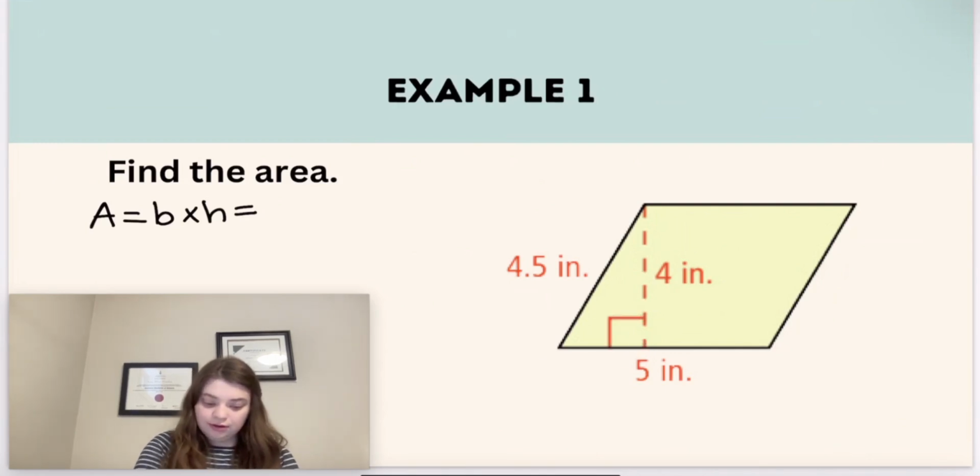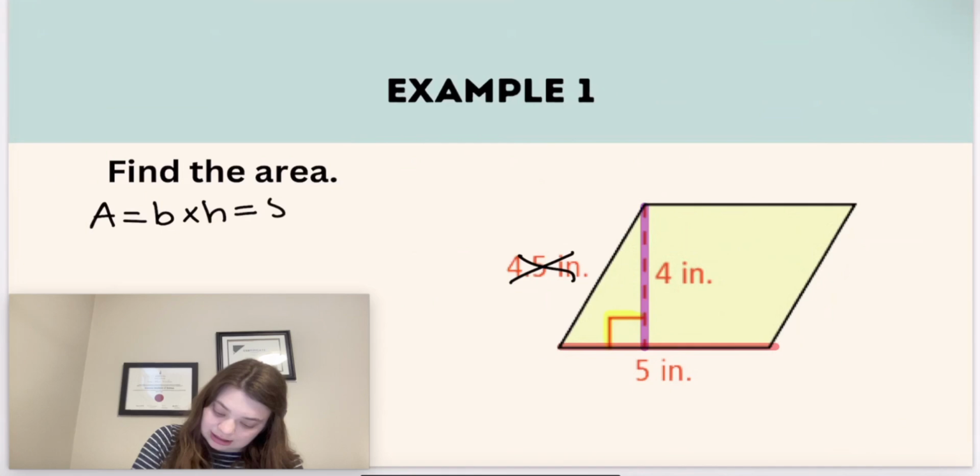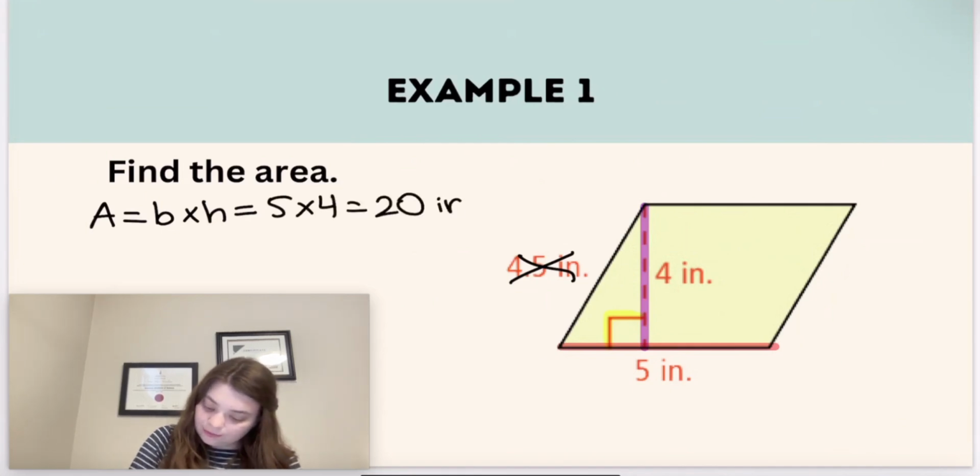And so therefore, the base in this case is 5 inches, and the height is 4 inches, because both of these together make up this 90-degree angle. And so we can ignore the 4.5 inches for this scenario, because we don't care about it. We only care about base times height. So in this case, base times height is 5 times 4, and 5 times 4 is 20. Therefore, the area of the parallelogram is 20 square inches.